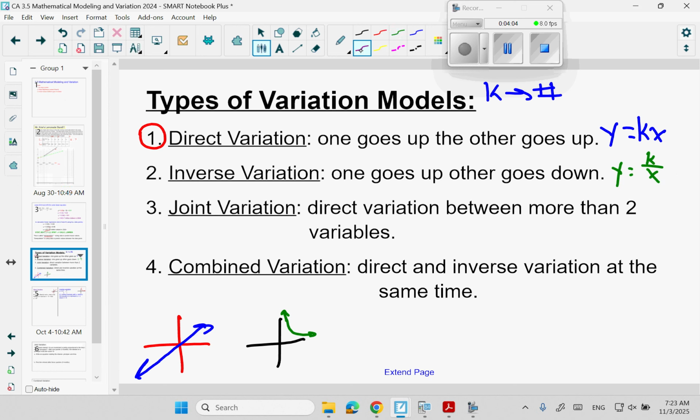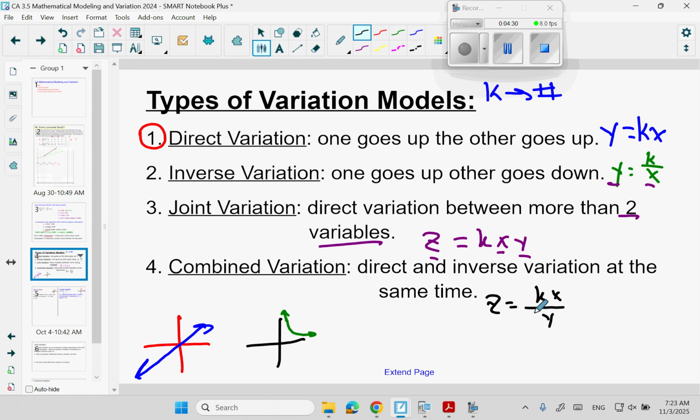Joint variation means there's multiple variables going on. Instead of just y and x, you have something like the z. So z equals kxy, where there's 3 variables being involved. And then combined variation means you're doing direct, so kx, as well as inverse at the same time. So you'd be multiplying and dividing consistently.